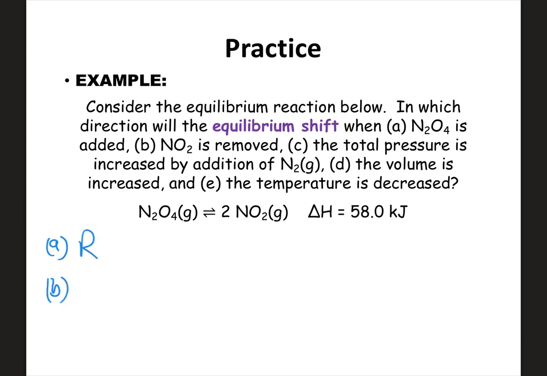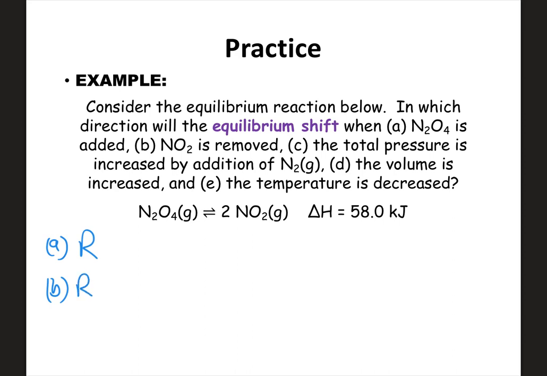All right, let's look at B. B says NO2 is removed. So essentially, as you form this NO2 gas, it's being removed from the system, so there's less of it. Well, the equilibrium is going to shift in a way to form more of that. So again, we are also going to go to the right here as well.